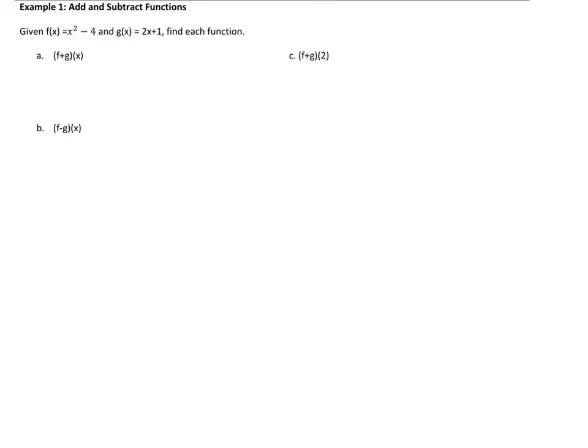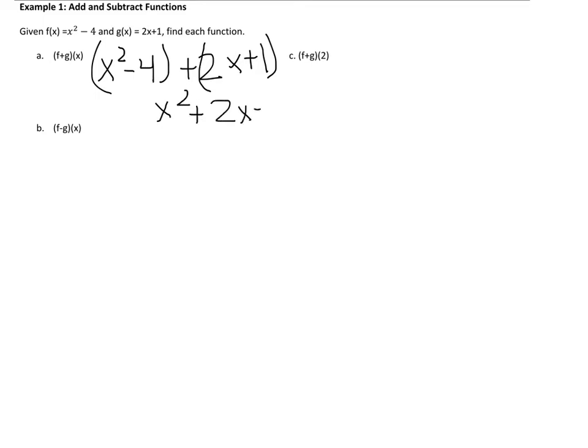In example 1, we're adding and subtracting functions. When we have f plus g times x, we're going to take our f of x function and our g of x function, and we're going to add those together. So we're going to have x squared minus 4 plus 2x plus 1. So then we can just go ahead and combine like terms. So we're going to have x squared plus 2x minus 3 is our final answer.